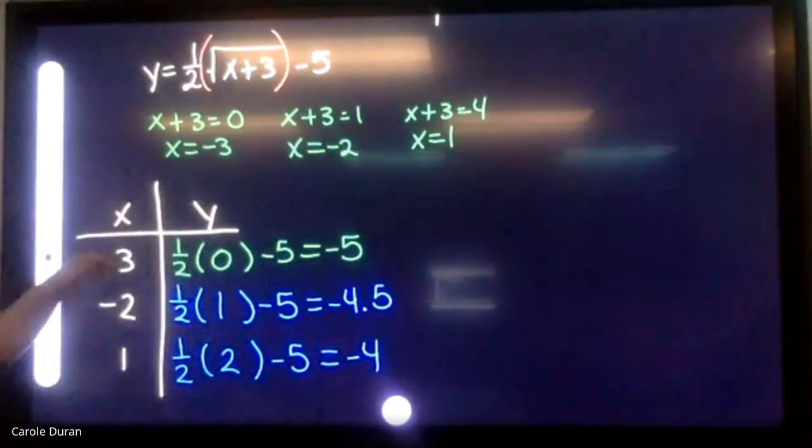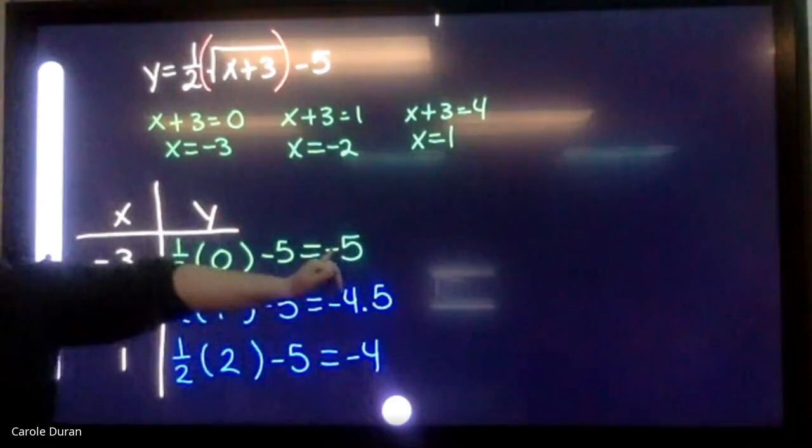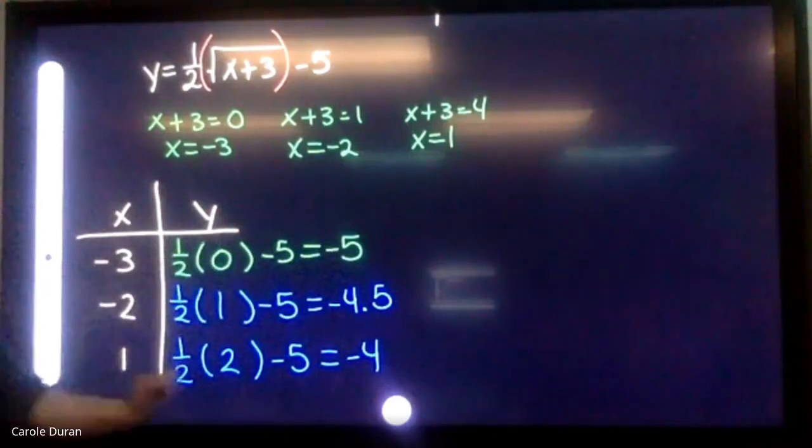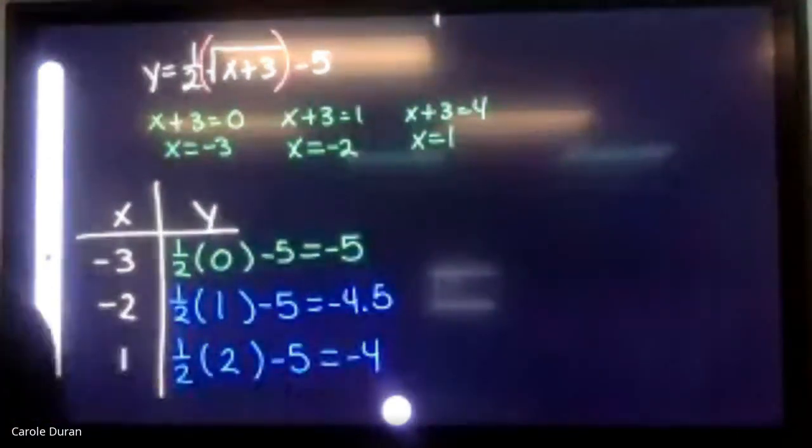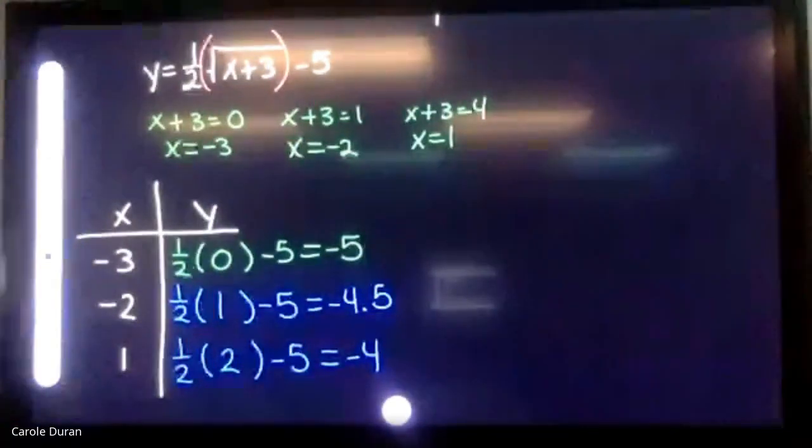So my first point is going to be negative 3, negative 5. My second point is negative 2, negative 4.5. And my third point is 1, negative 4. And I just go ahead and graph that.